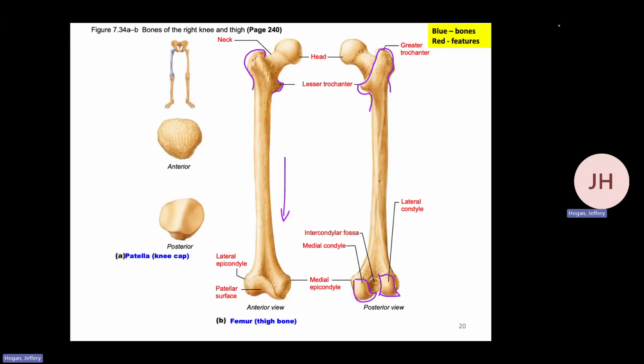In between the two condyles, we have this intercondylar fossa, and we have some ligaments attaching there. So a large, shallow depression right there. Just like in the humerus, we have some epicondyles out to the side. So on the medial side, we have the medial epicondyle, and on the lateral side, we have the lateral epicondyle beyond the condyle.